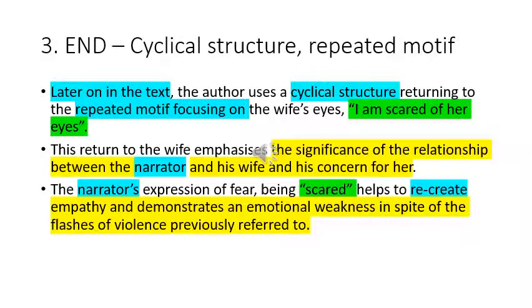Okay, so this is the third paragraph in that level 3 response, 6 out of 8 marks. Later on in the text, the author uses a cyclical structure, returning to the repeated motif, focusing on the wife's eyes. "I am scared of her eyes." This return to the wife emphasizes the significance of the relationship between the narrator and his wife, and his concern for her. The narrator's expression of fear, being scared, helps to recreate empathy and demonstrates an emotional weakness in spite of the flashes of violence previously referred to.